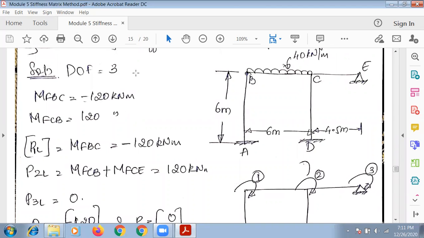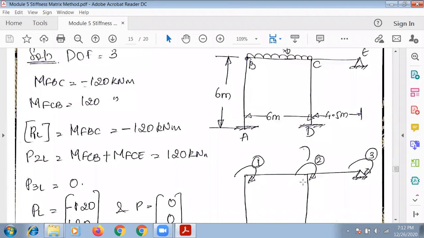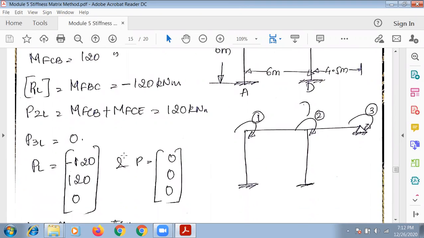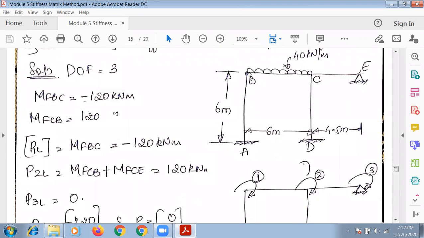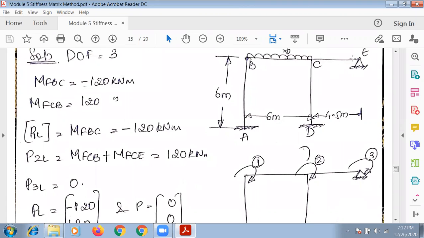Next, in the second direction, it is in two different portions: MFCB and MFCE. So in the second coordinate direction, MFCB is plus 120 and MFCE is 0. In the third coordinate direction, it is nothing but the MF in the third direction, that is MFEC. So MFEC is 0. We have not written it here, but it is 0.